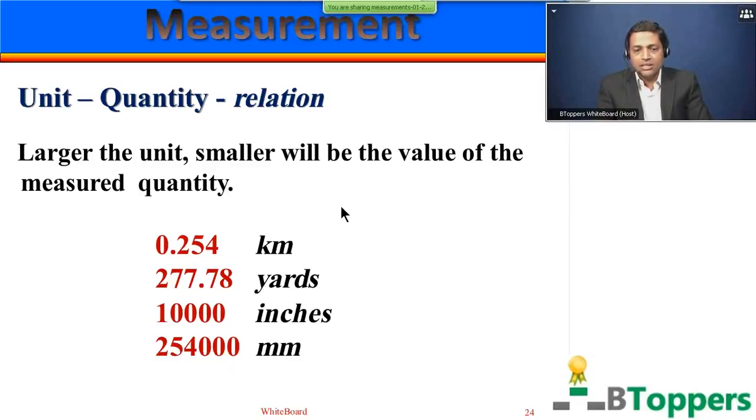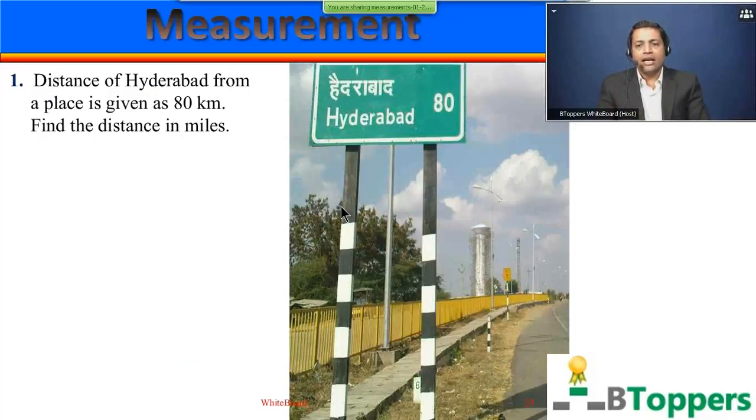And if you want to measure it in millimeters, it will be 254,000 millimeters. Again reiterate that the quantity is the same. It is the same 0.254 kilometers. But since you are measuring this distance in millimeters, the corresponding number will be very large. That is what we mean when we say that larger the unit, the smaller will be the value of the measured quantity. Now, based on all that we have learned, let us take up some numericals and try to understand the implications of that in day-to-day life situations.